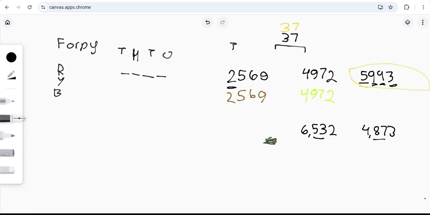So that's how you use the Forpy color language method, and I hope you liked it.